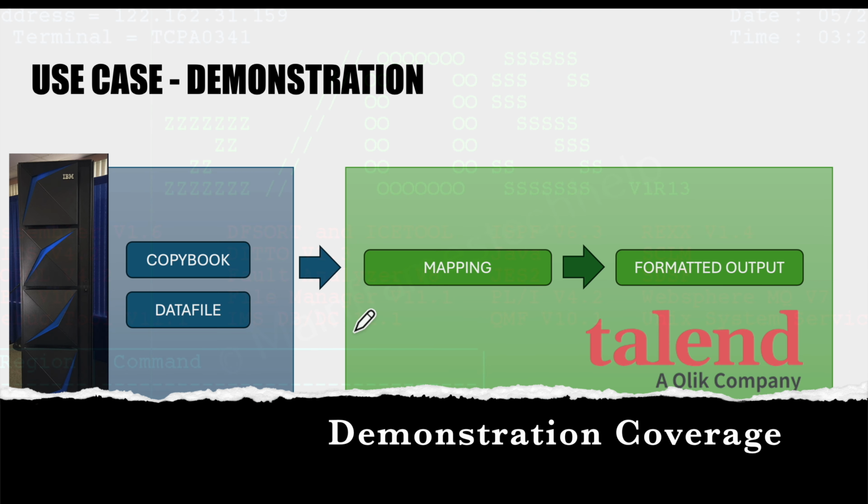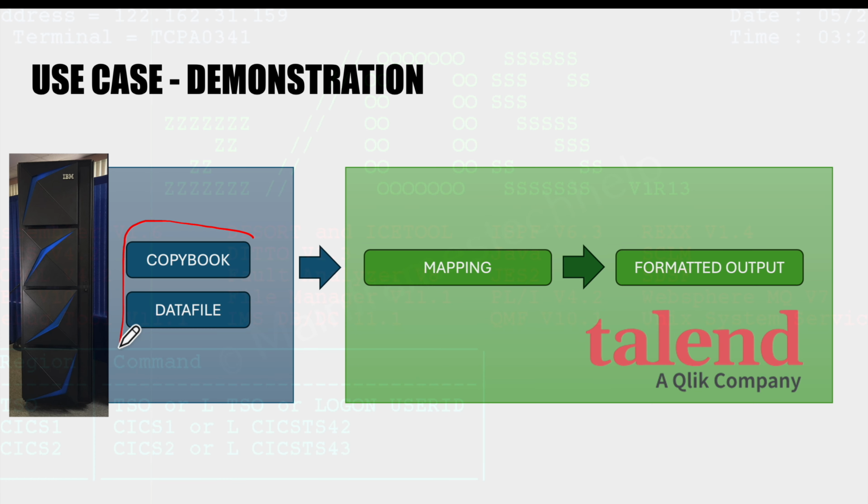This is the demonstration which we are going to have. We shall have a copybook and we shall also have the data file. We shall use Talend to create a structure, to create a mapping, and finally to have the output in our own chosen formatting. And this case can be extended to fetch the files from an S3 bucket or from an SFTP server, and finally put the data inside some kind of database.